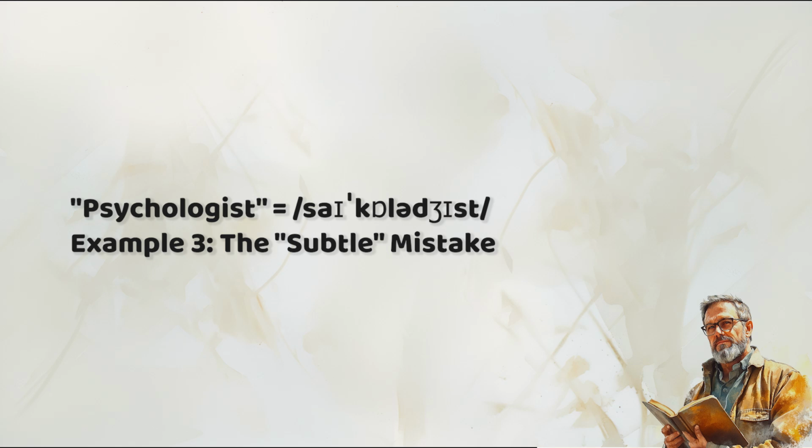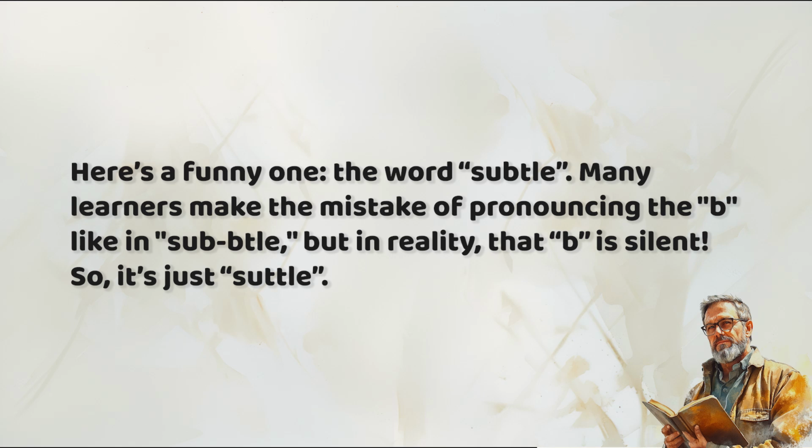Example 3. The subtle mistake. Here's a funny one, the word subtle. Many learners make the mistake of pronouncing the B like in subtly, but in reality that B is silent.